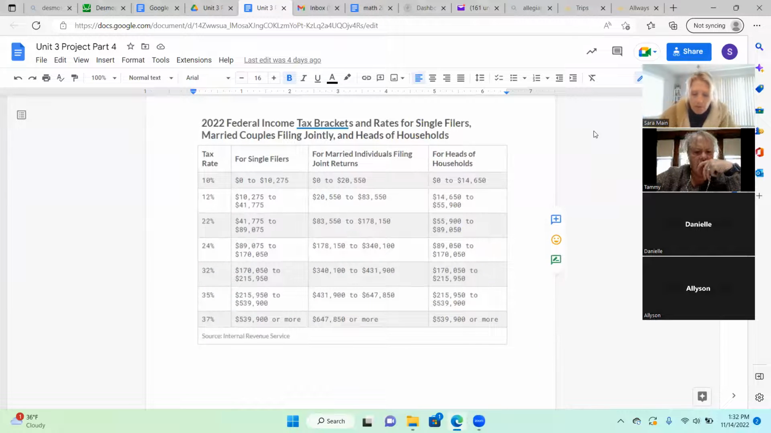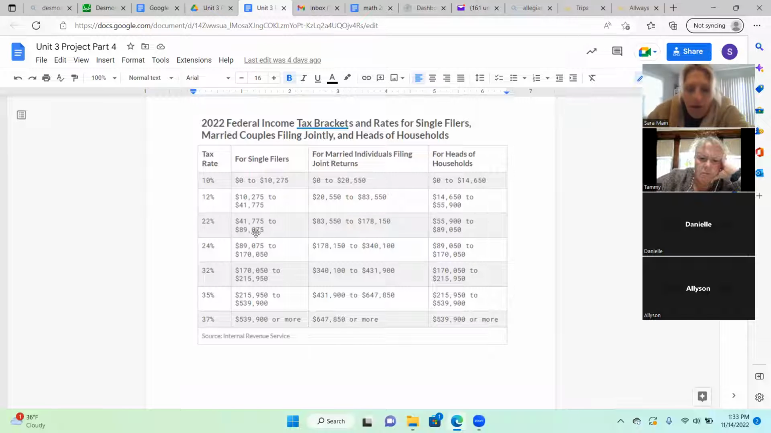Okay. So if we want to do this example here, we're going to use the 42,000 that was in the course pack. And we can see that she falls in barely, as a single person, into the 22%. So do you see that? Barely. So she has a chunk in her 10%, a chunk in her 12%, and then just an itty bitty bit in the 22%.